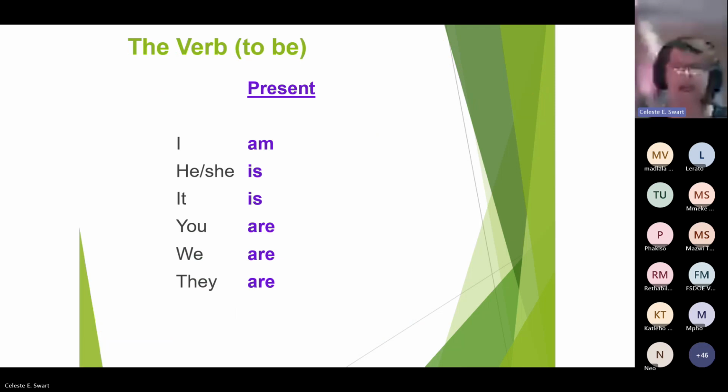Again, a reminder of the verb to be. He is, she is, it is. Remember, we're busy with the present tense. You, we, and they are.